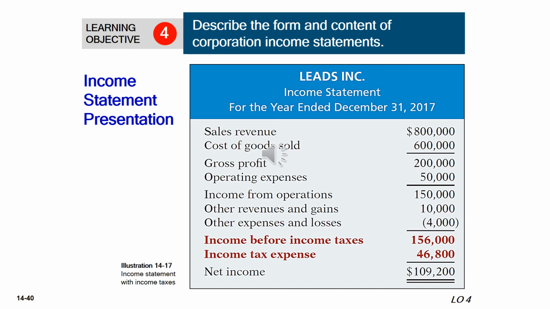And then we're going to apply the tax rate that is applicable to the company to calculate the income tax expense that the company needs to pay. In this case, it's 46,800, and we're going to come down to the bottom line of the income statement, which is net income, and in this case, it's going to be $109,200.